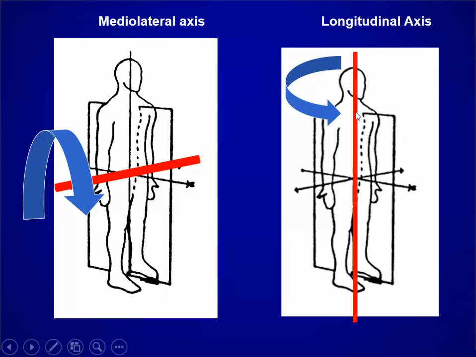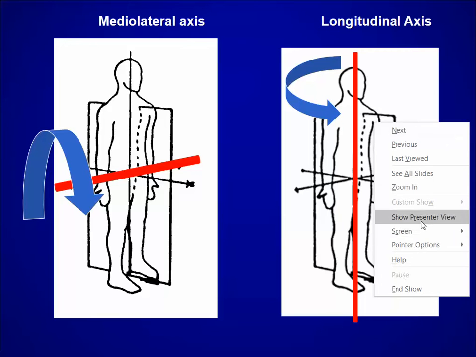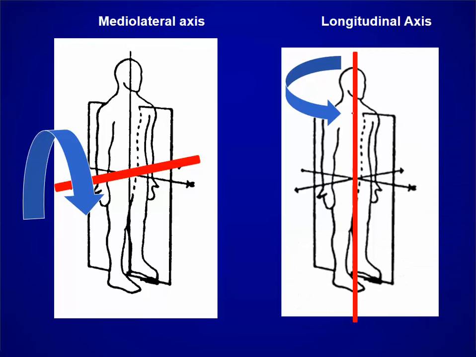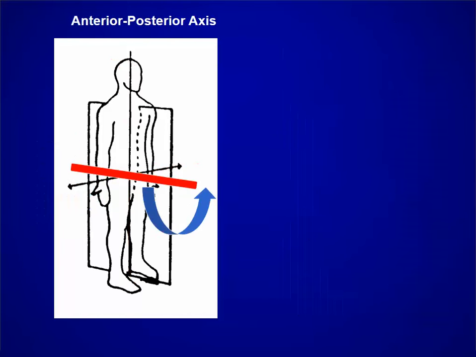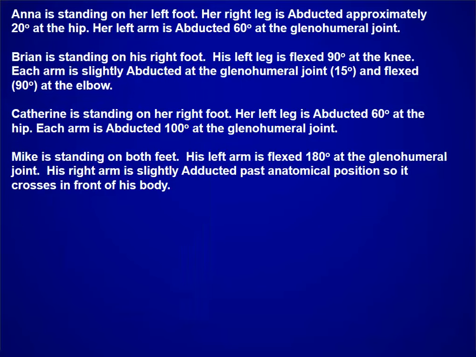The distribution of mass, let me see if I can get my pointer. The distribution of mass is much smaller from the center of rotation than it is from the medial-lateral axis. And again, about the AP axis, we also have a large moment of inertia. So the answer is no, the moment of inertia is not constant in the human body. It depends on the axis of rotation about which you are rotating.